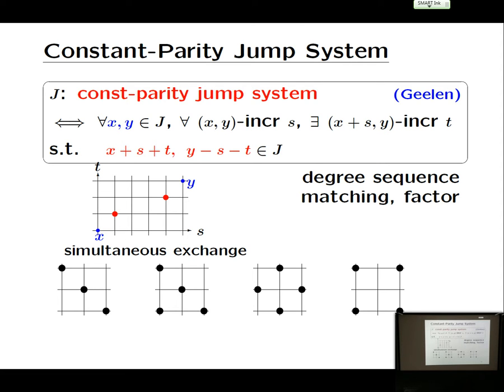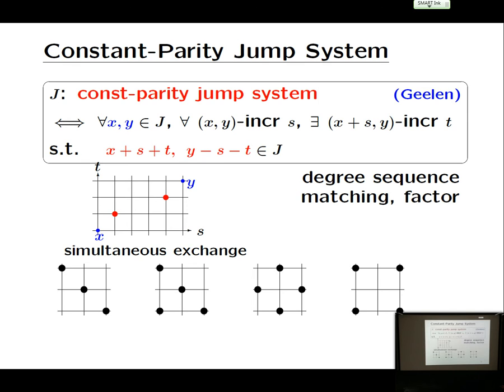Okay. Then some extensions to jump systems. So a jump system is defined in terms of an exchange axiom, but it looks like this. Or it may have some holes. Okay? And a constant parity jump system satisfies this type of simultaneous exchange, which I learned from Jim Geelen 20 years ago. And when I saw this, then immediately I could consider the similar exchange axiom for functions defined on jump systems.